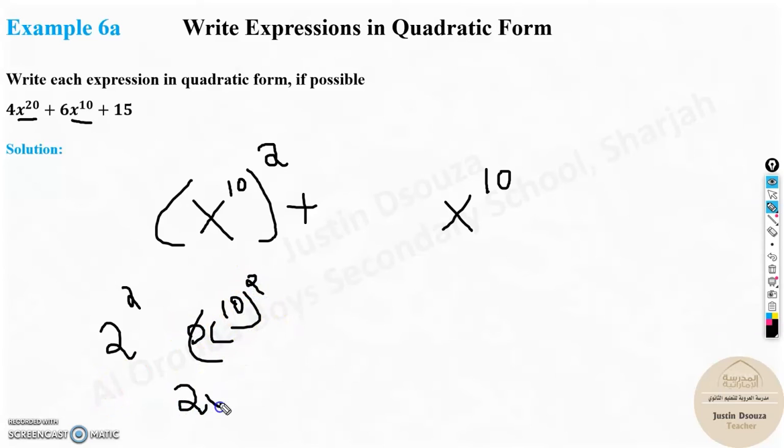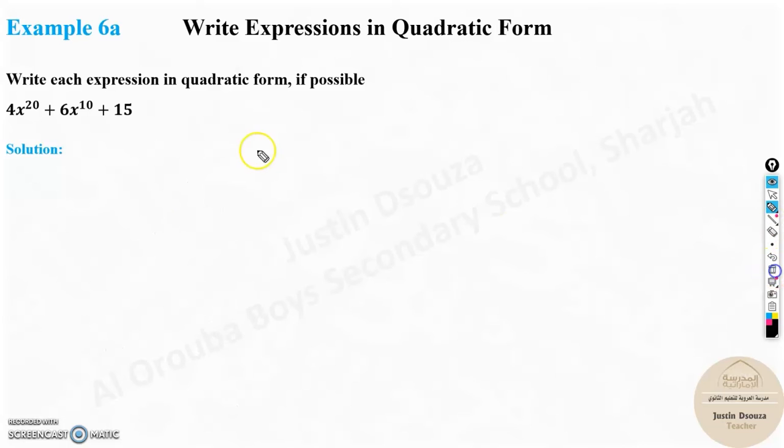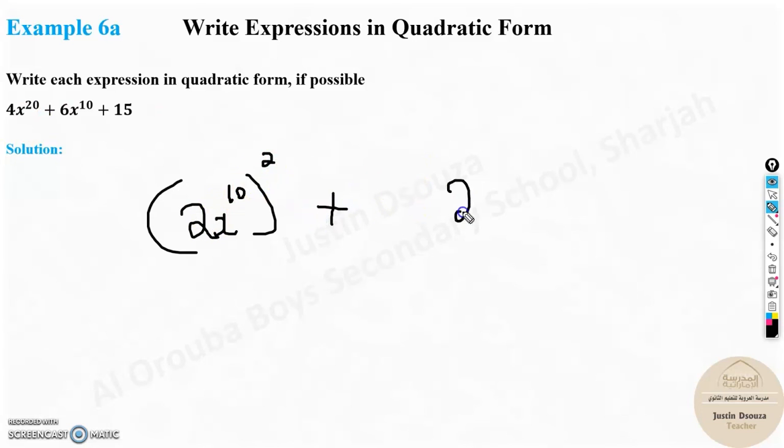This can be written as 2x the whole power 10. I hope this is clear. So, oh no, I've written wrong. This term can be written as 2x to the power 10 the whole squared. If you multiply the powers inside, it will be 4x to the power 20. Then what about the next term? We have to write this in terms of 2x to the power 10. What is remaining? We saw that 3 times 2 is 6, plus 15.